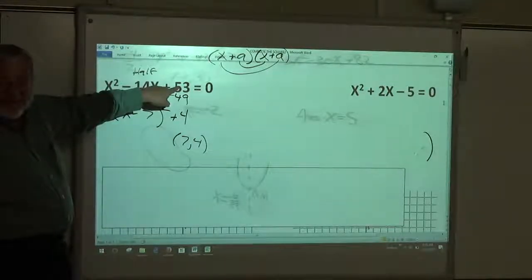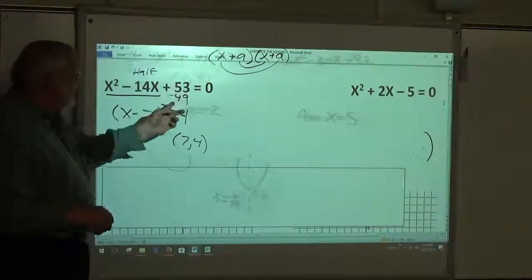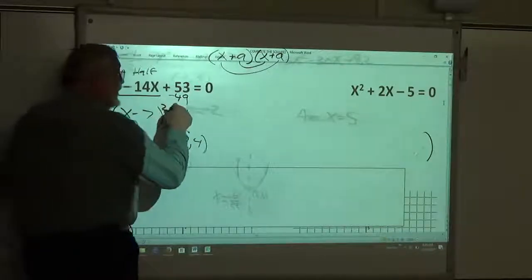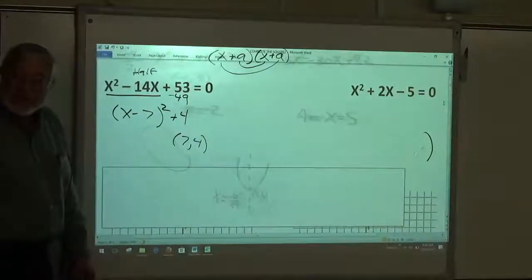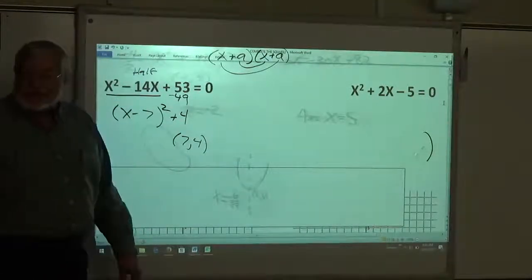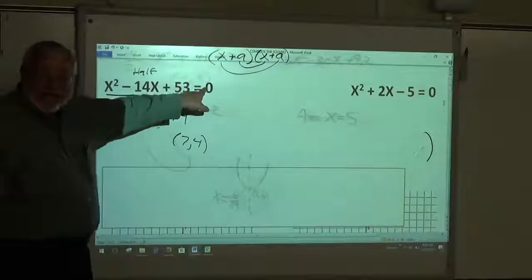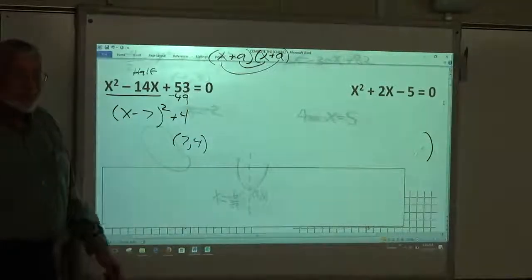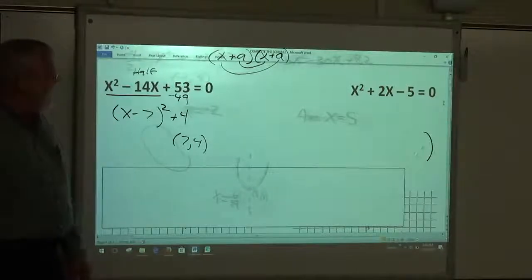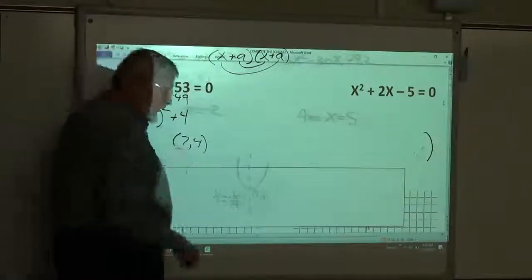Now, some people have this positive 49 and they put a positive 49 on the other side of the equation. That doesn't make any sense to me because almost all of the quadratics say equals 0. So I don't want the number over there, I want it over on this side. Does it make sense? Okay.